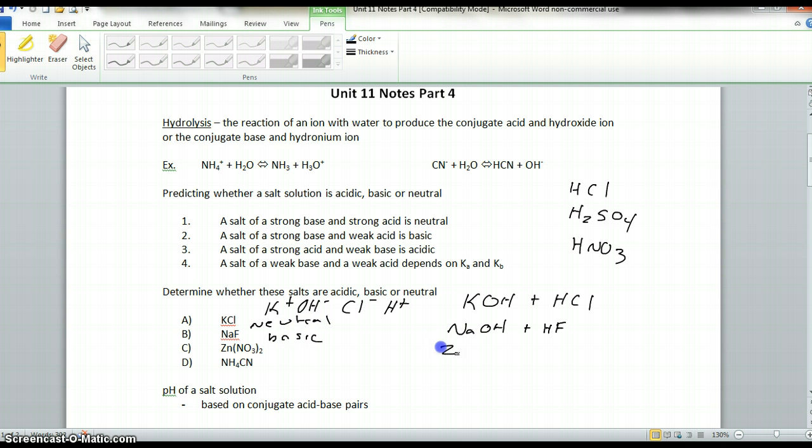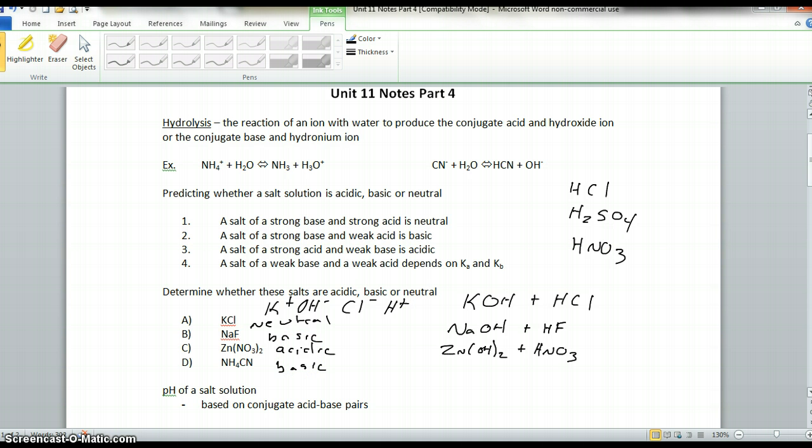Same thing here. You would have zinc hydroxide and nitric acid, HNO3. HNO3 is a strong acid. Zinc is not in the first column. It is not strontium, calcium, or barium. So it is not a strong base. It's a weak base. So in this case, it would be acidic. And D is an example of the weak base and weak acid where you look up the Ka and Kb values. This one actually ends up being basic. We're not going to worry too much about that situation. We'll do some more examples with it as we get closer to the AP test.